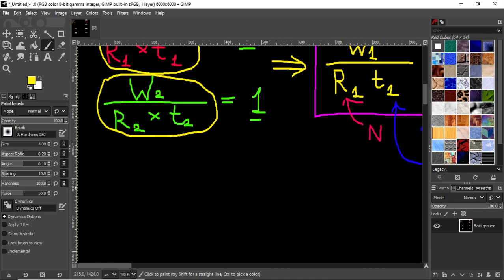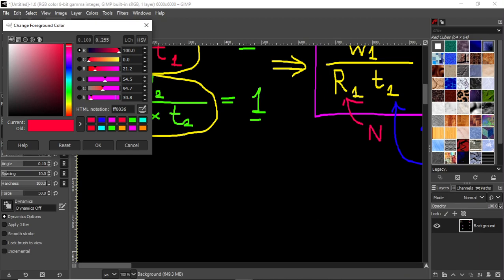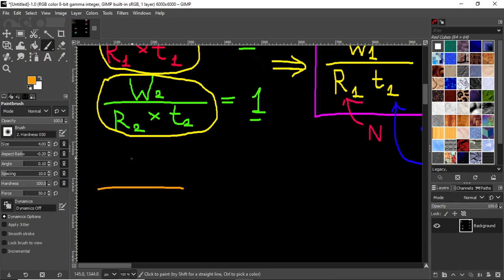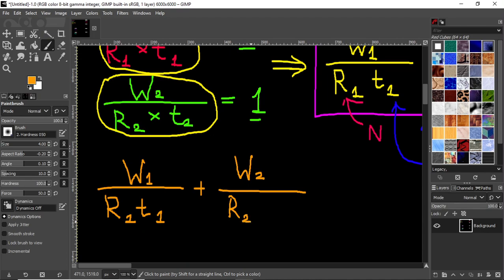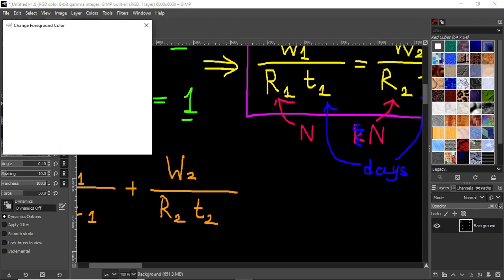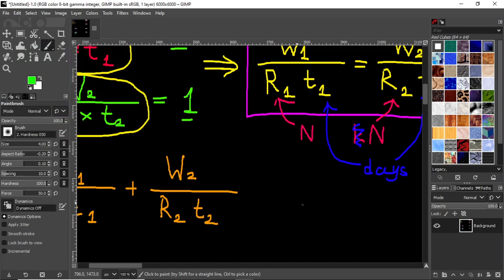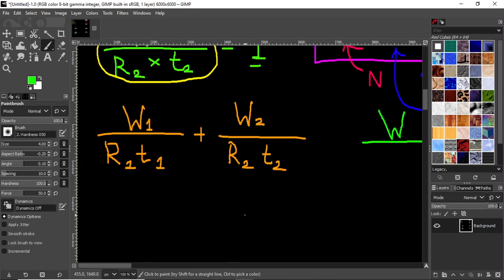All right, so what I'll attempt to do is, I've been using red a lot. Let's use orange. That's better. On one side, I'll keep the 2 expressions added together, W1 over R1 T1 plus W2 over R2 T2, okay, and on the other side, what I'll attempt to do is keep the expression for the combined scenario, like when both of them work together.